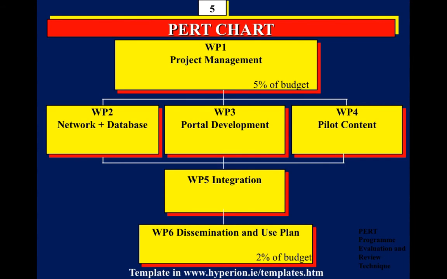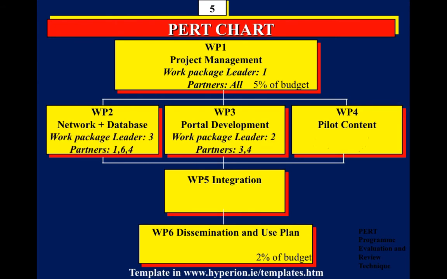Now, the next thing that's done is we move from the work breakdown structure to the standard diagram called the PERT chart. Now, what we have here is a work package dealing with project management. Now, it doesn't have to be work package 1. And we show all the different work packages and we show how they're related. Now, in this example, we have work package 6 as the dissemination and use plan. Now, this is an obligation of European projects. So why not make a work package? Sometimes I call this the impact work package. Now, we then look at who's involved in each work package and who are the partners.